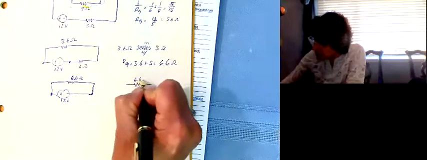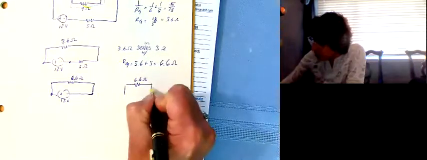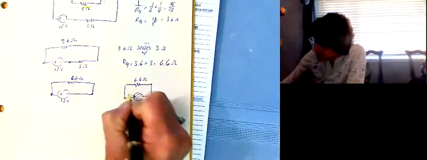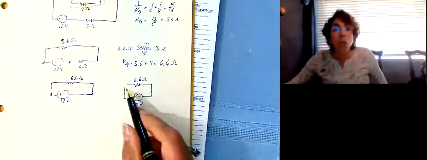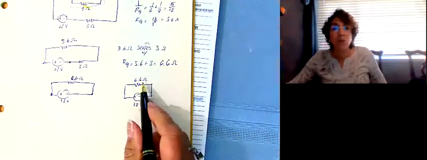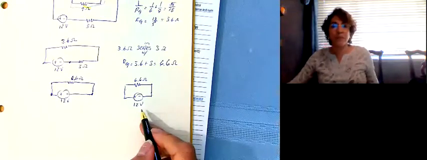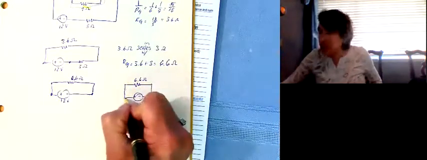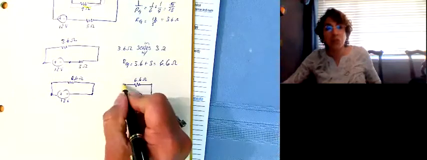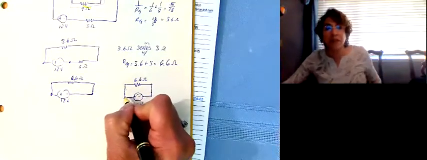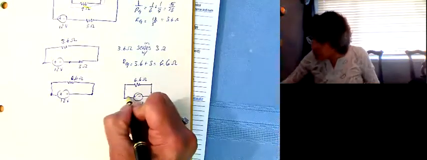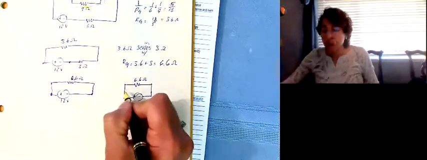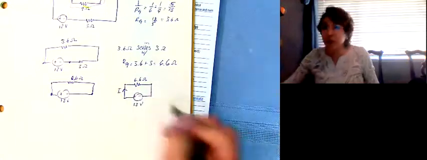So I have 6.6 ohms in parallel to this battery of 12 volts. Now maybe it looks kind of obvious that the voltage across the 6.6 ohms is 12 volts, because this node and this node are exactly the same. We're going to assume that the resistance in the wire is negligible, almost zero. Well, if that's the case, now I can figure out how much current is going through here.